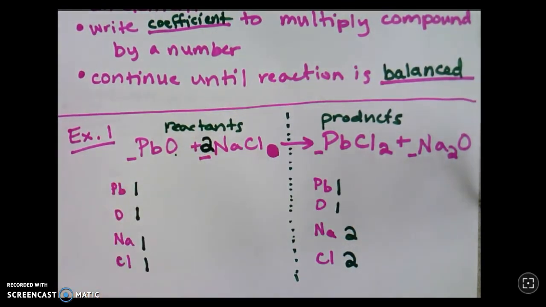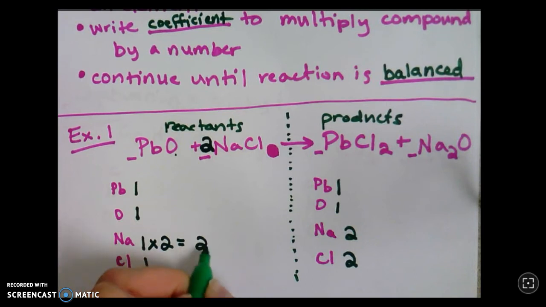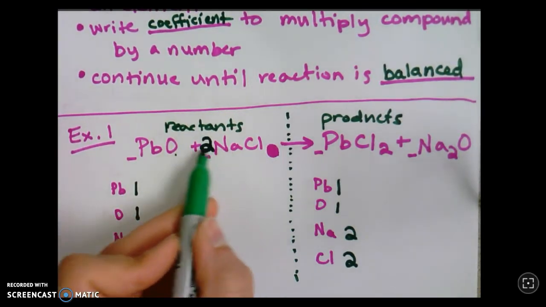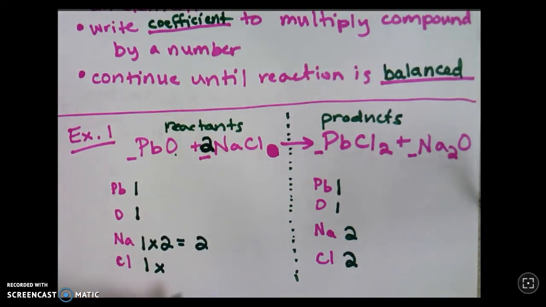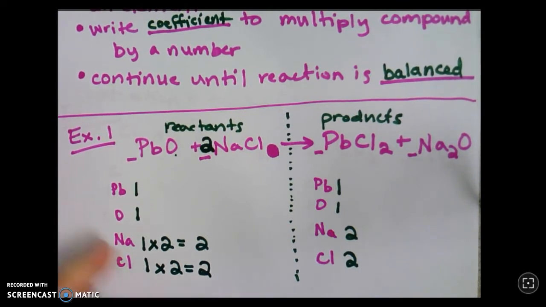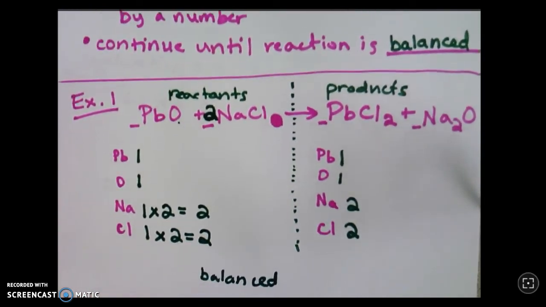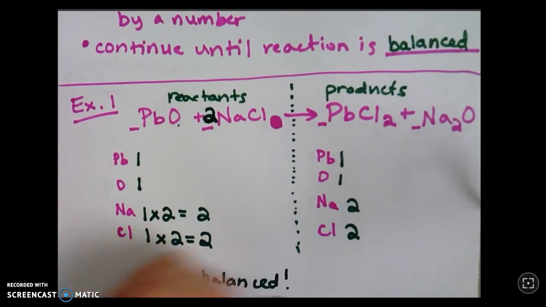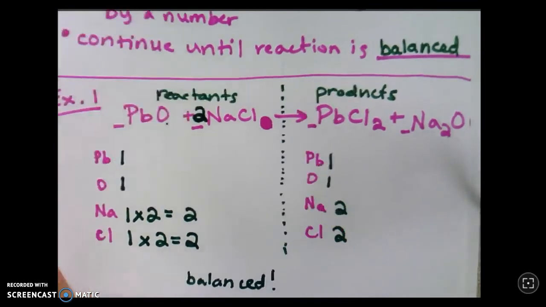So I put my coefficient of 2 in front, and that takes my 1 sodium and multiplies it by 2 to give me 2 sodiums. Same thing is true for my chlorine because this applies to everything in the compound. 1 times 2 gives me 2 chlorines. And now everything is balanced. I'm writing and you can't see it because of the screen. There we go. Balanced. Alright, now let's move on to a couple more examples.